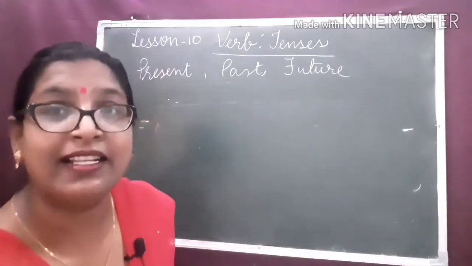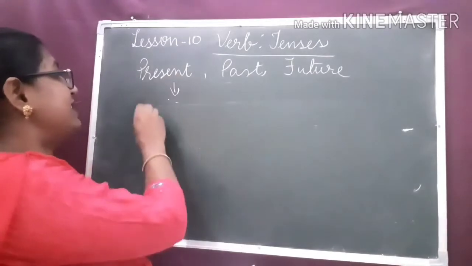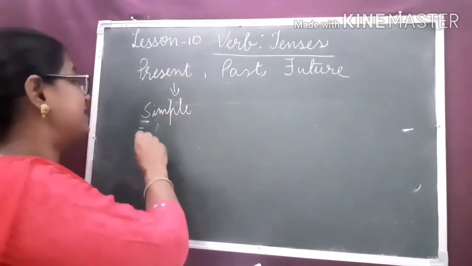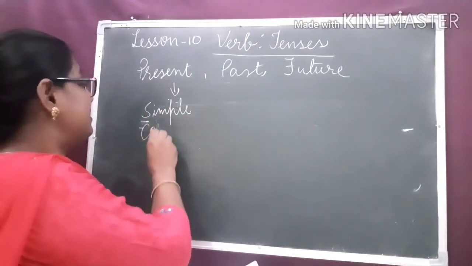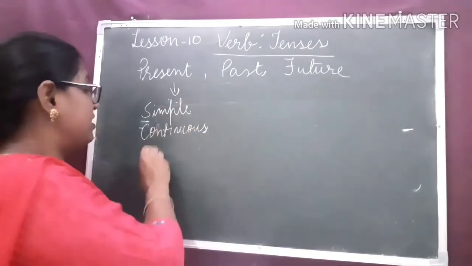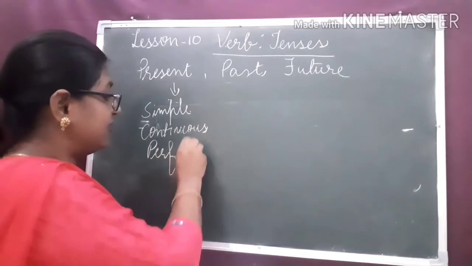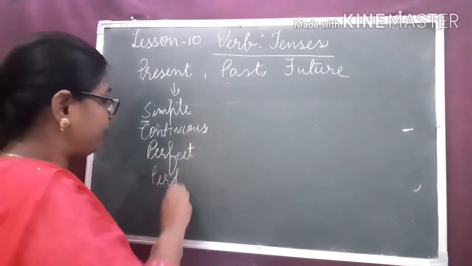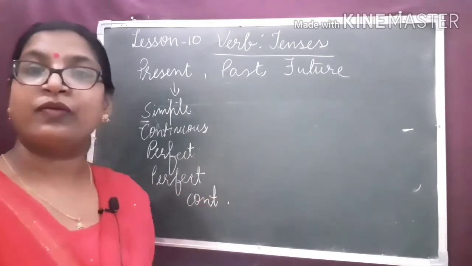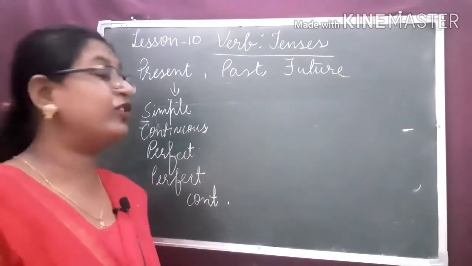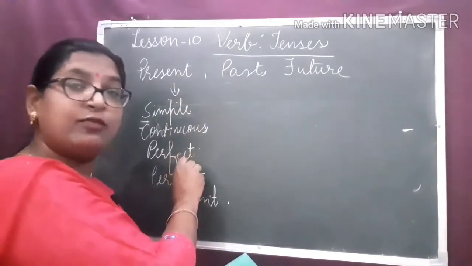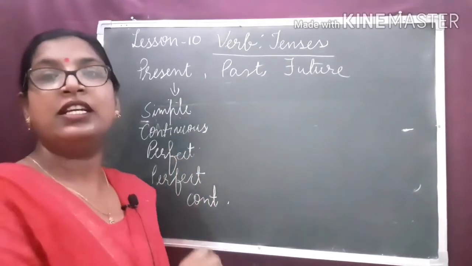The present tense is divided into four categories, that is the simple present tense, present continuous tense, then the perfect tense, and the perfect continuous tense. Each tense is divided into four more categories: simple present, present continuous, present perfect and present perfect continuous.